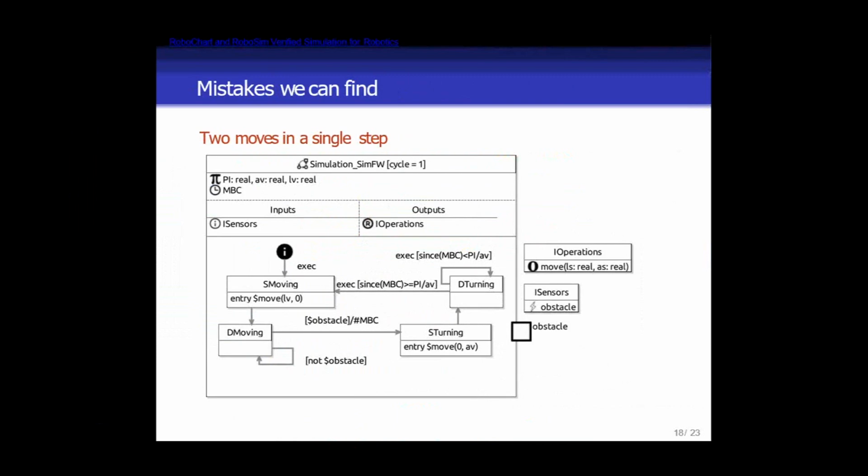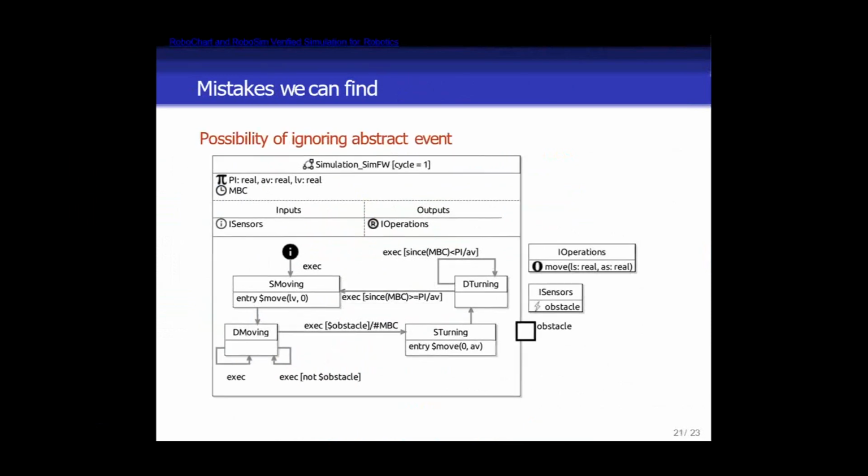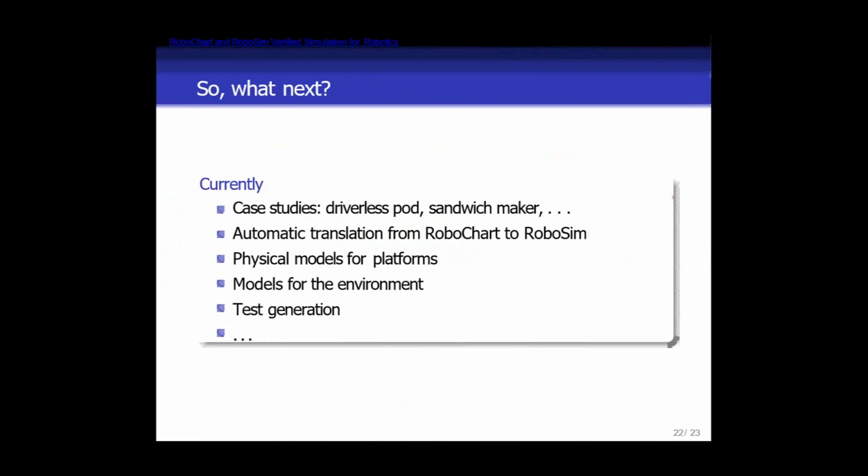This has two moves in a single step. This one misses an abstract event, so something hasn't been implemented. This one misses the treatment of one of those abstract events, obstacle. So the event has been implemented, but not in the way that the abstract event has been described. Here, we're actually ignoring an abstract event. So here, not doing something is significant, and we can detect that. So that's where we're at.